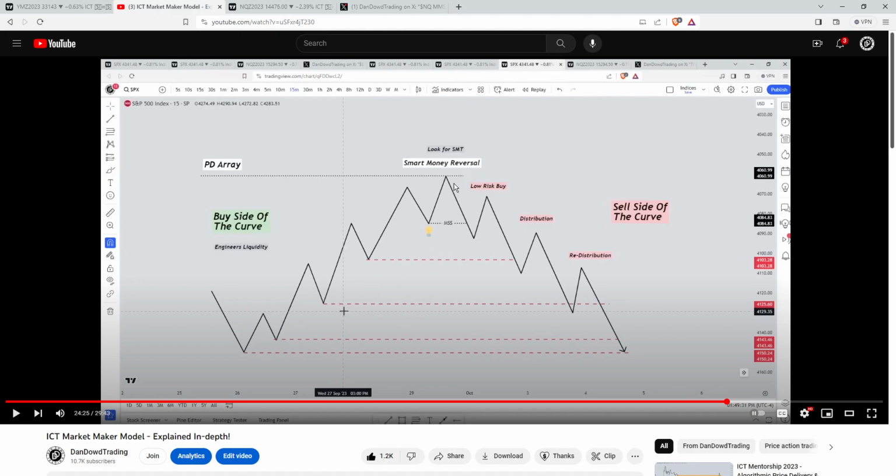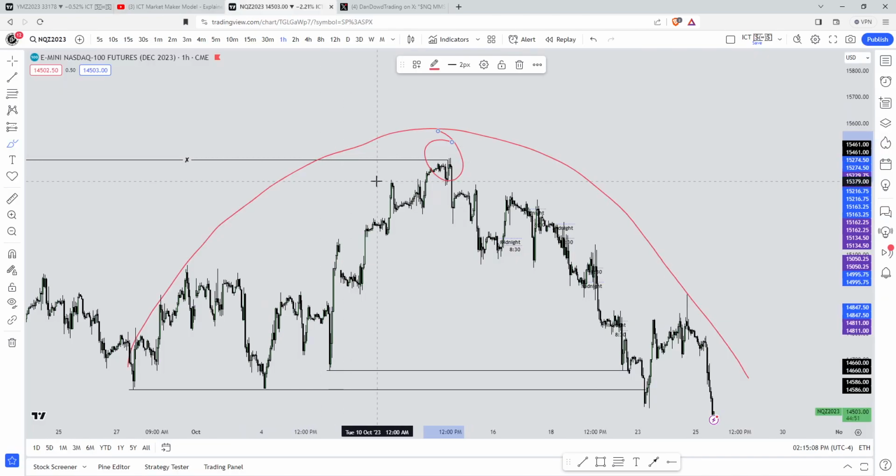Once price reverses and smart money, the ones in the know, they short up here, and then as price is distributing to the downside on the sell side of the curve, it's targeting all of these old lows because now it's going to target those sell orders beneath these lows so smart money can buy back their short position from the sellers. So now let's dive into a 4-hour market maker sell model on the NASDAQ.